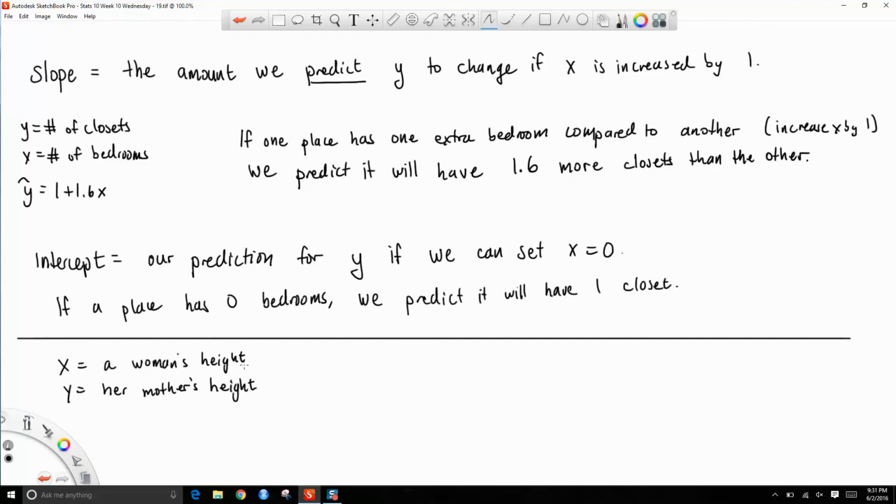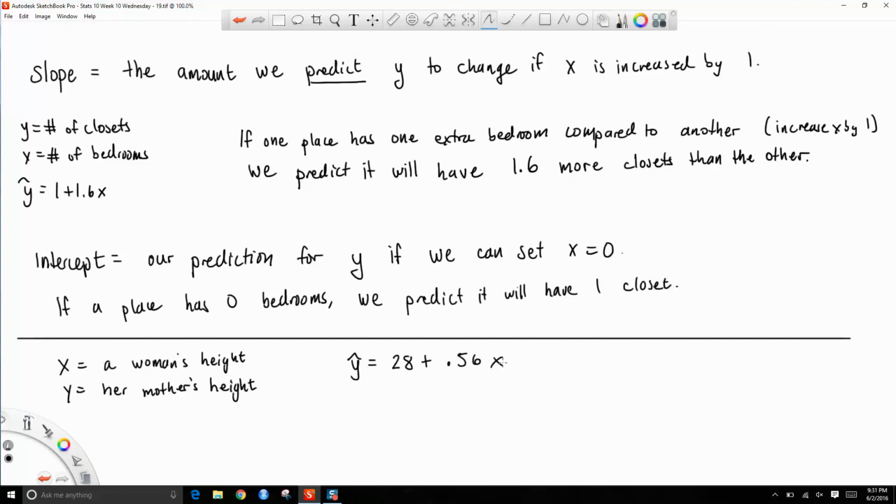Okay, so we're trying to see if a woman's height is related to her mother's height. I'm going to just completely make up numbers here, so I have no idea, right? So I might say y hat is 28 plus 0.56x. Oh gosh, I don't even know if this is even remotely true.